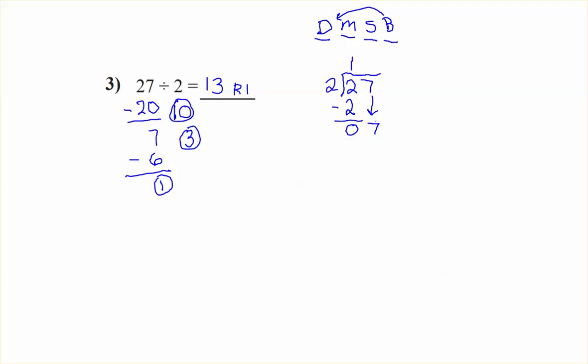If we had 7 seats in a van, how many groups of 2 could we fit into that van? Well, we could fit 3 groups of 2 into that. 3 times 2 is 6. 7 minus 6 equals 1. So just like over here, we ended up with a quotient of 13, remainder 1. Here we end up with the same thing. There's 13, remainder 1. Okay, so our answer over here, the quotient is 13, remainder 1.